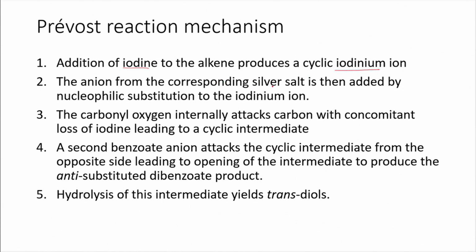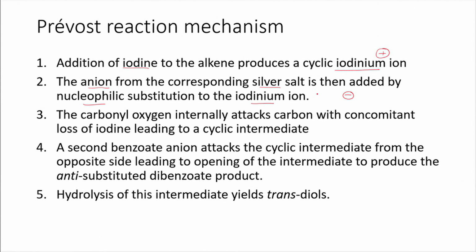Then we are using the silver salt. So, the silver salt actually gives the anion, and that anion is actually the nucleophile which adds to the iodinium ion. So, this happens later on. So, we have a positive charged iodine which is present in the first step, and we have a negative charged carboxylate anion. So, the negative and the positive, they actually interact with each other, and then in the next step what happens is we have added the corresponding salt.